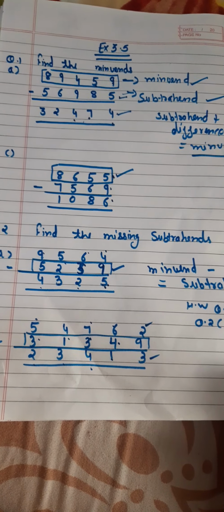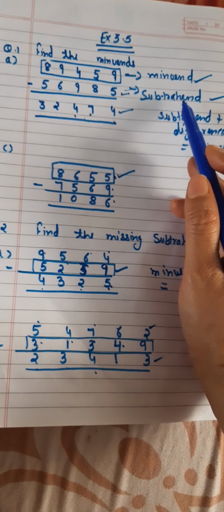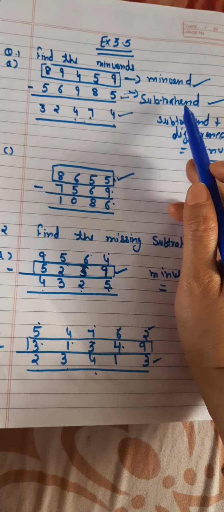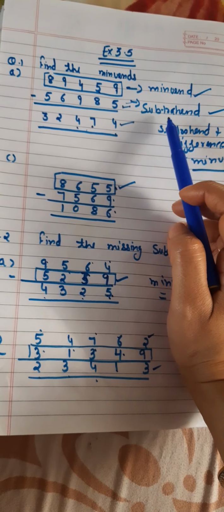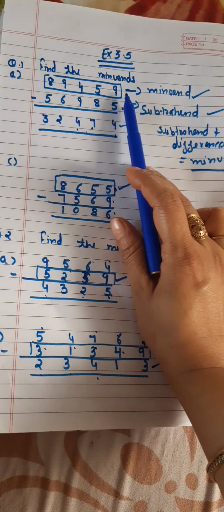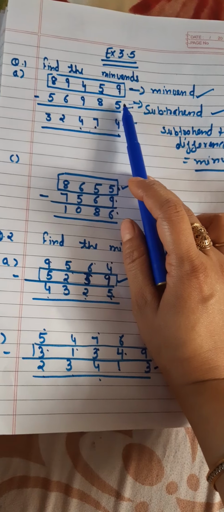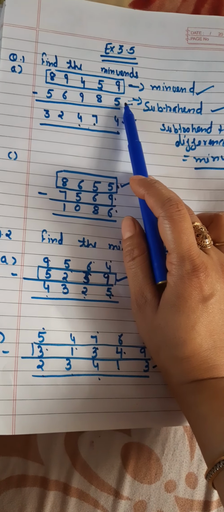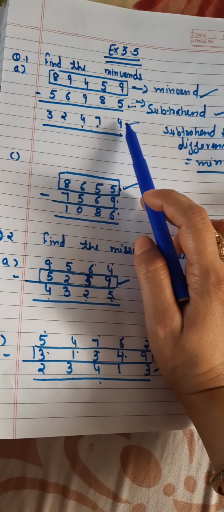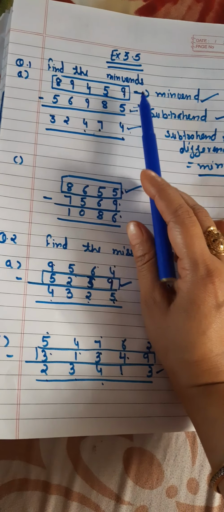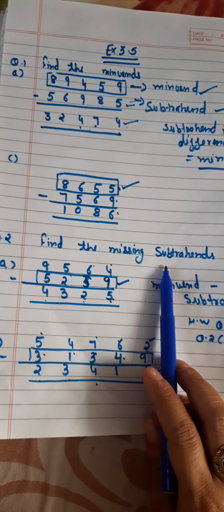It is based on calculation of your minuend and the subtrahend. I had already told you in the beginning of this chapter what is minuend and what is subtrahend. Whenever we are doing the subtraction, the bigger number is called your minuend and the number that we are going to subtract from the minuend is called your subtrahend, and the answer is called your difference. So this exercise is based on the calculation of your minuend and how to calculate the subtrahends.